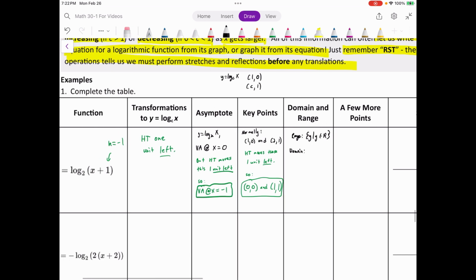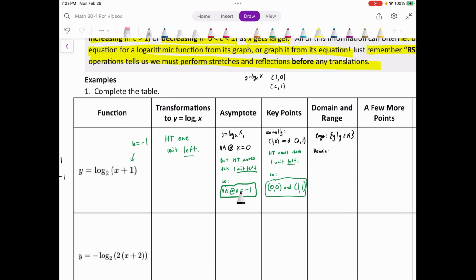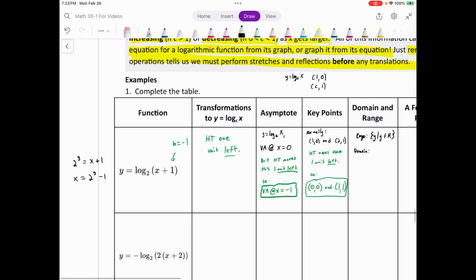Domain's a little bit more involved, but it's not too bad. We know we have a vertical asymptote at x equals negative 1. So we know our graph will approach negative 1, but not reach it, okay? Now, the only question is, which way does it approach it from? Is x always less than negative 1, or is x always greater than negative 1, okay?